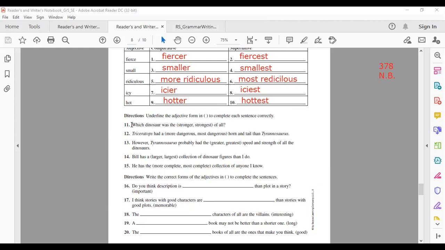Which dinosaur was the strongest or stronger of all? Strongest. Excellent. Strongest. Okay, next one, Jude, Tala, Sharif. Jude Sharif, hello, we can hear you.